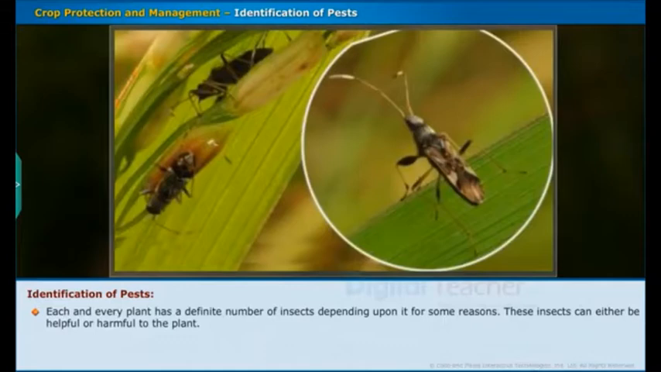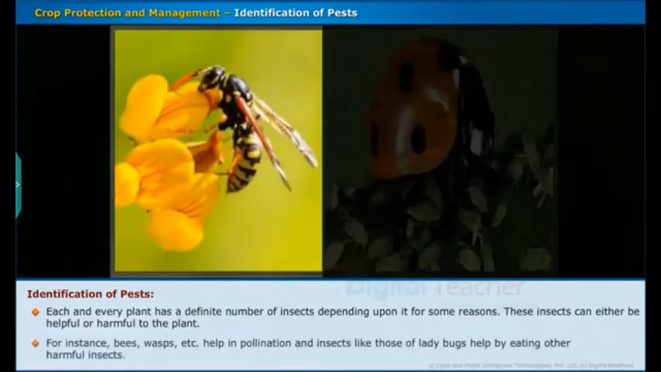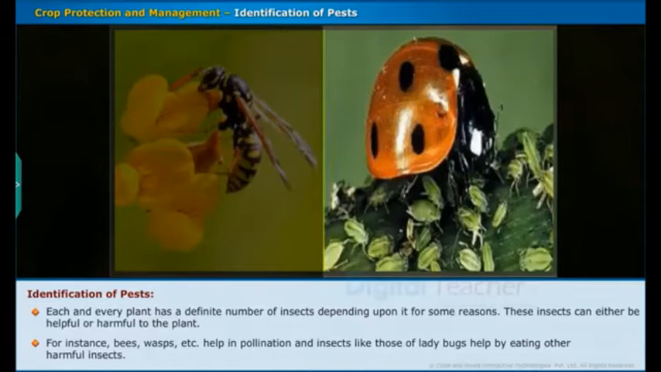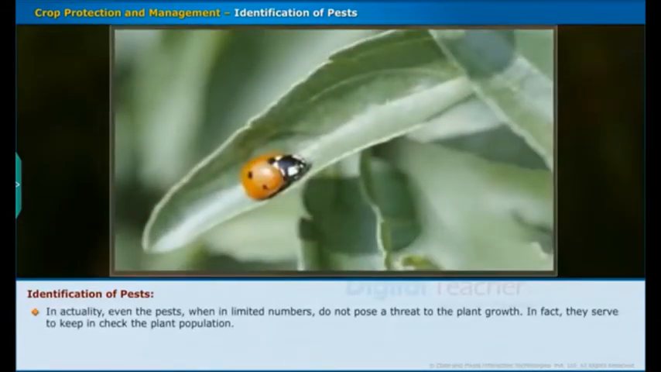Each and every plant has a definite number of insects depending upon it for some reasons. These insects can either be helpful or harmful to the plant. For instance, bees, wasps, etc. help in pollination, and insects like those of ladybugs help by eating other harmful insects. In actuality, even the pests, when in limited numbers, do not pose a threat to the plant growth. In fact, they serve to keep in check the plant population.